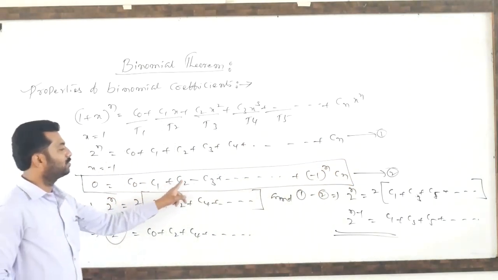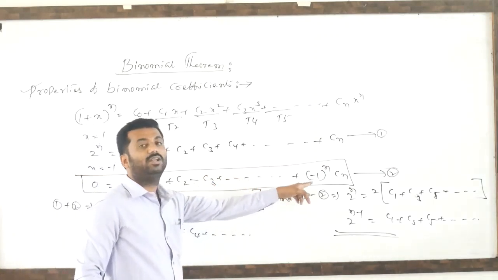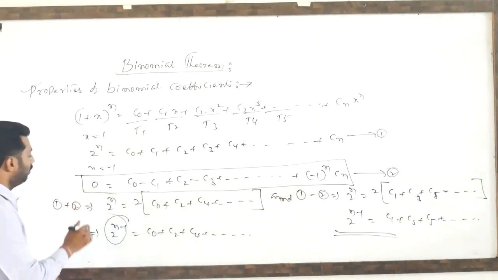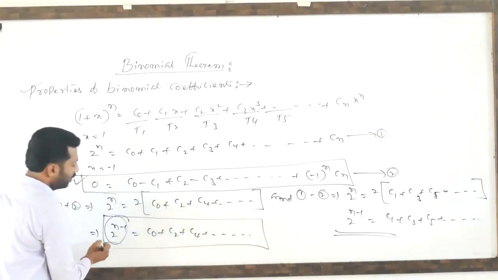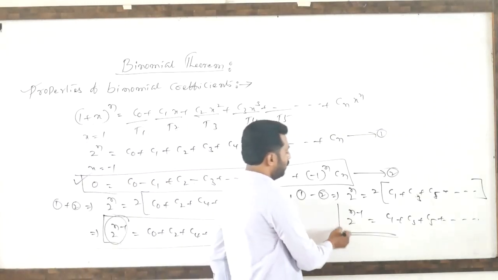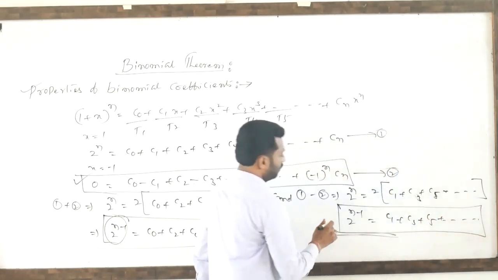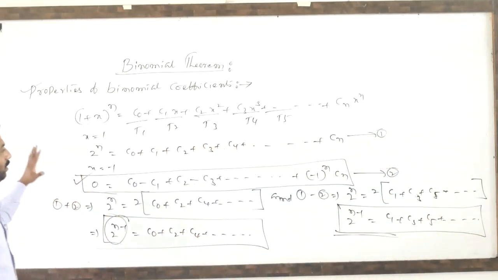Plus 2, minus 2, plus 2, minus 2, plus 2, minus 2 — all the binomial coefficients are there. Its value is always 0. So these are the results you should remember: the sum of the binomial coefficients in even and odd terms is 2 to the power n minus 1. So these are the binomial coefficients.